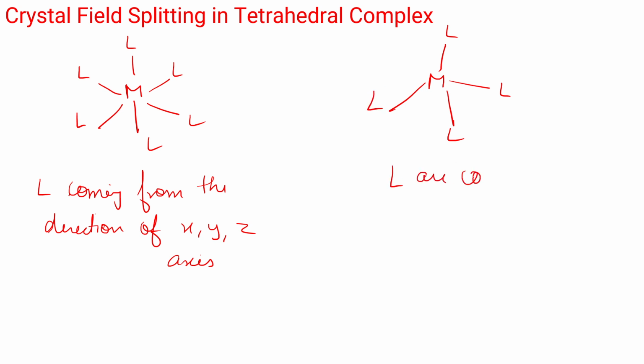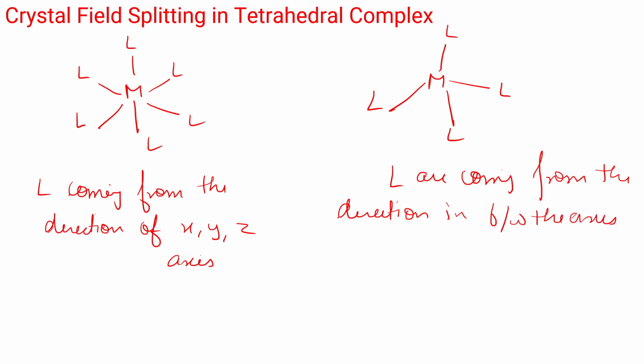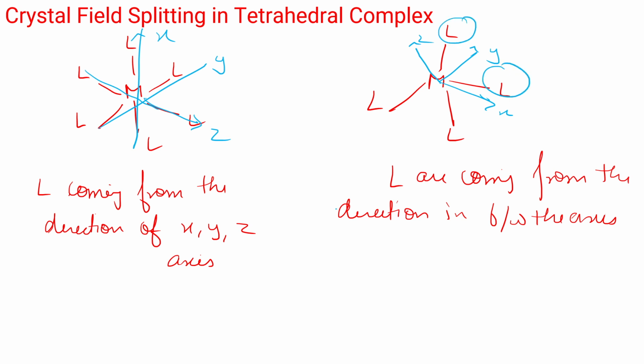Ligands are coming from the direction in between the axis. Okay, so basically, let me draw the axis for you. Let's say this one is the z axis, this one is the y axis, and this one is the x axis. Here you will see the direction of axes are different. So these are the directions x, y, and z. Ligands are coming in between the axes.